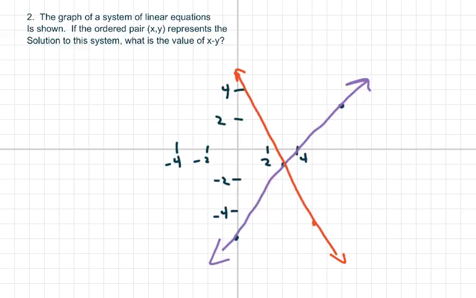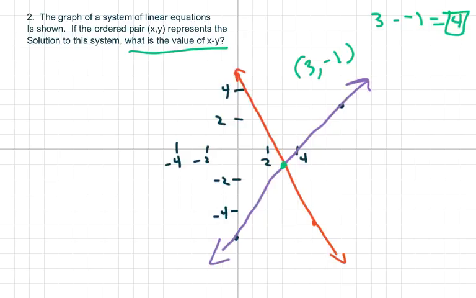Alright, and then here they give you 2 equations, and this ordered pair represents, I'm sorry about my graphs, they're not that great. Anyway, so we know the xy here, so this is 3, negative 1. The solution is always where the lines intersect, and they just want to know what is x minus y. So 3 minus a negative 1 equals 4.